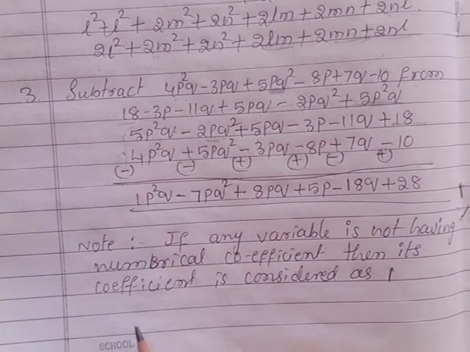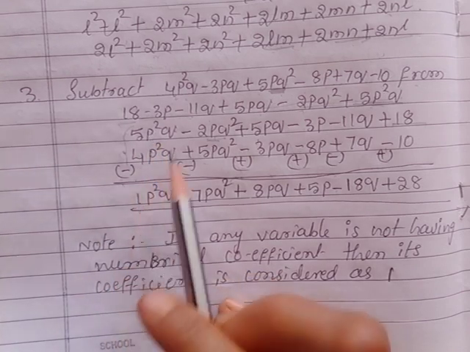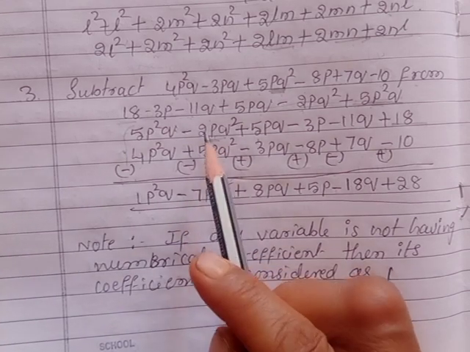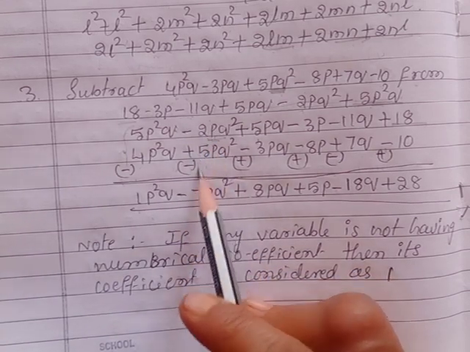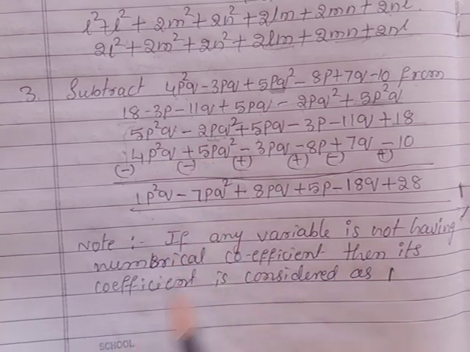Check out the sign of these two. One is positive, one is negative. Subtraction: 5 minus 4 is 1 p square q. Here both are negative. Minus 2 minus 5, you should add. 2 plus 5 is 7. Sign will be minus 7pq square.